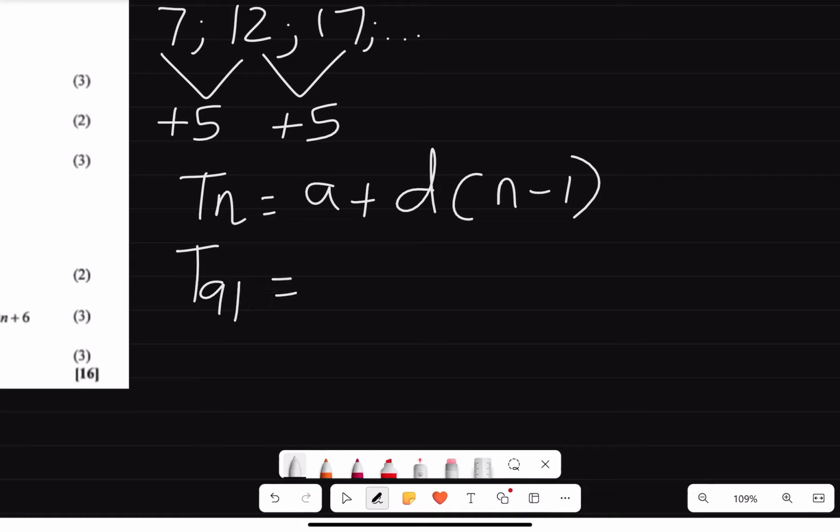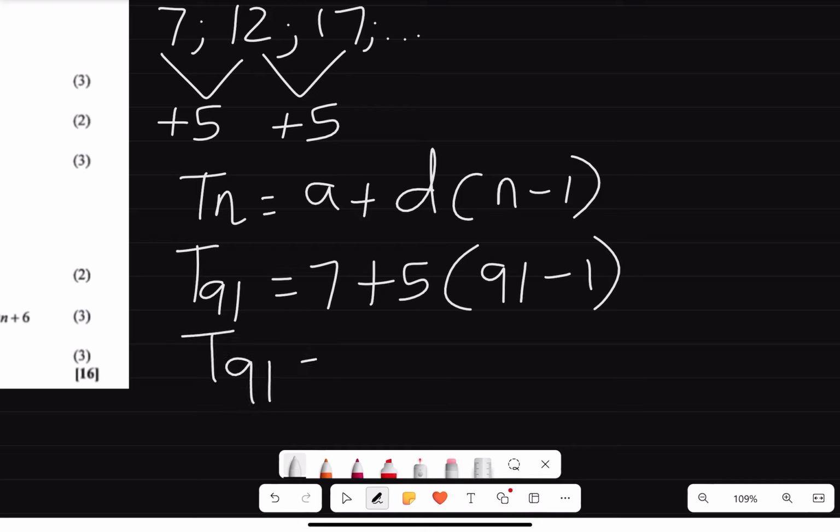We know that a is the first term, so the first term is 7 in this case, plus the difference, which is the constant difference of 5. We said n is 91 because we're looking for term 91. Then term 91 is going to be equal to, let's quickly press this on a calculator: 7 plus 5 into bracket 91 minus 1. So we have 457. It's your final answer.